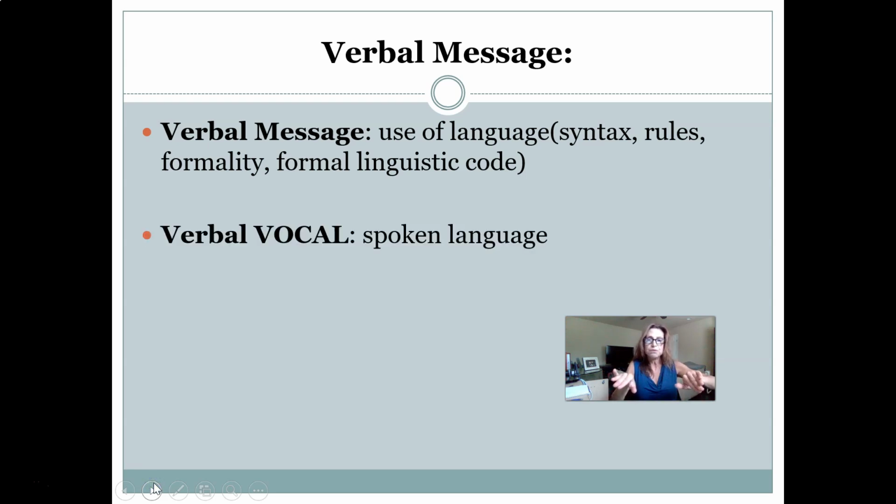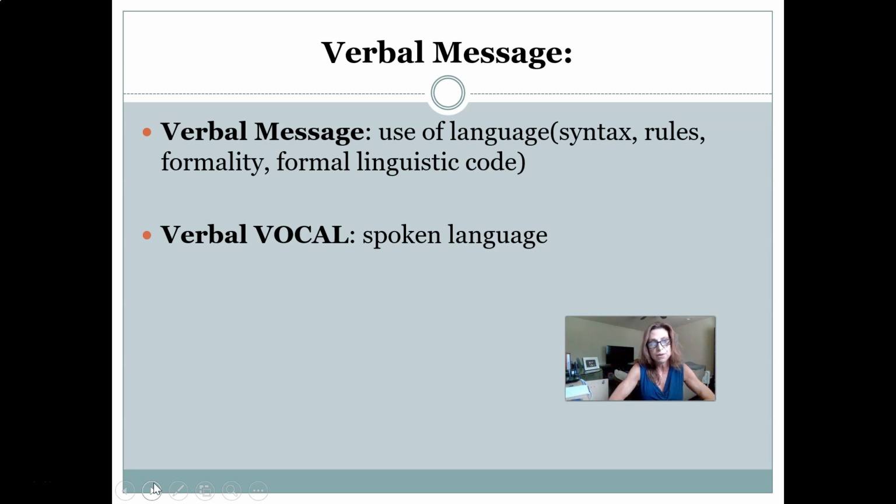Okay, now we branch out and talk about two types of verbal messages. You have verbal vocal, which means there's a formal linguistic code and you're using your voice. Like when you're talking to someone with words, spoken language is an example. So spoken language is not the definition of verbal vocal, but it's an example. So just think vocal means using your voice. Verbal means what it says right there that I just talked about, use of language.